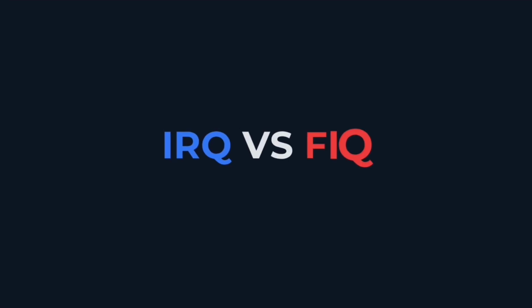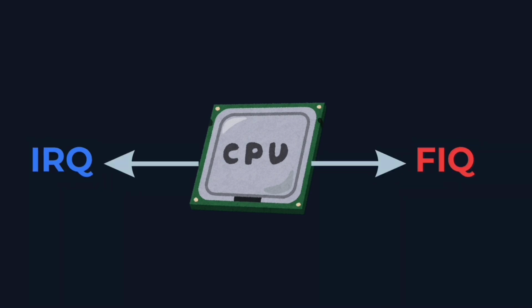Hello everyone. In this session, let us learn more about IRQ and FIQ. In ARM7 processors like the LPC2148 microcontroller, there are two main types of hardware interrupts, IRQ and FIQ. But why does the processor provide two different interrupt types? Let us understand what exactly is IRQ.